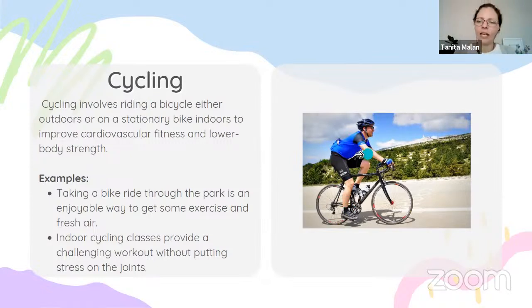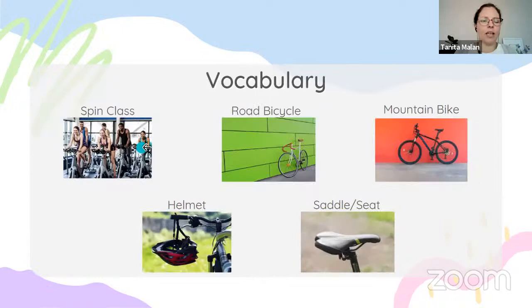Okay, let's look at some vocabulary. Another very popular type of class is what we call a spin class. Okay, so if you've ever seen, very popular in America, right, this is a stationary bike. Stationary means doesn't move, staying in one place.